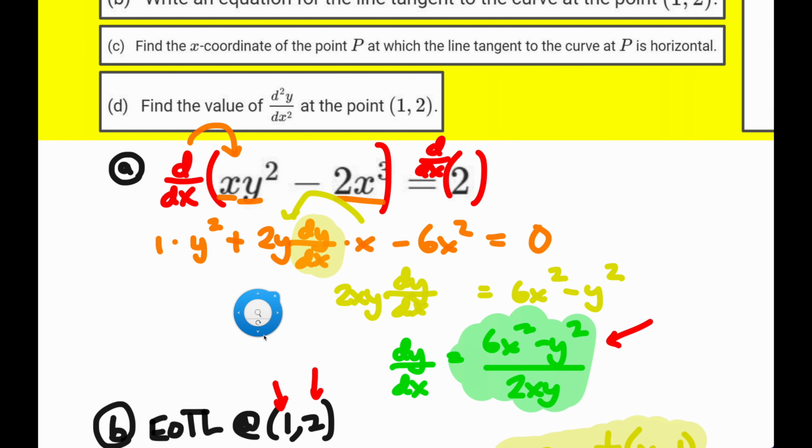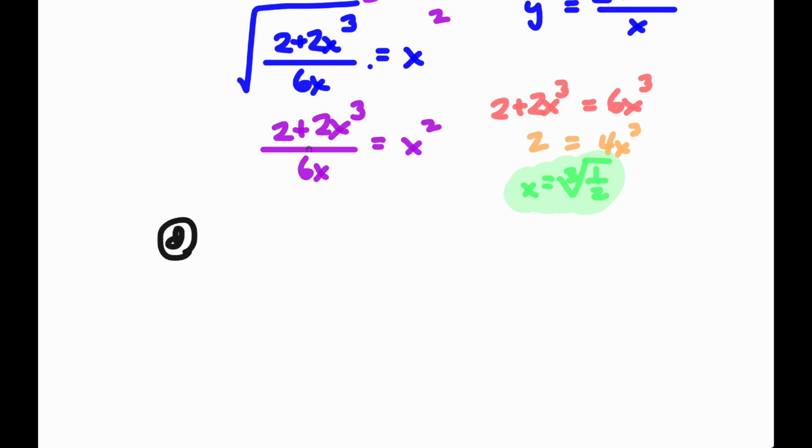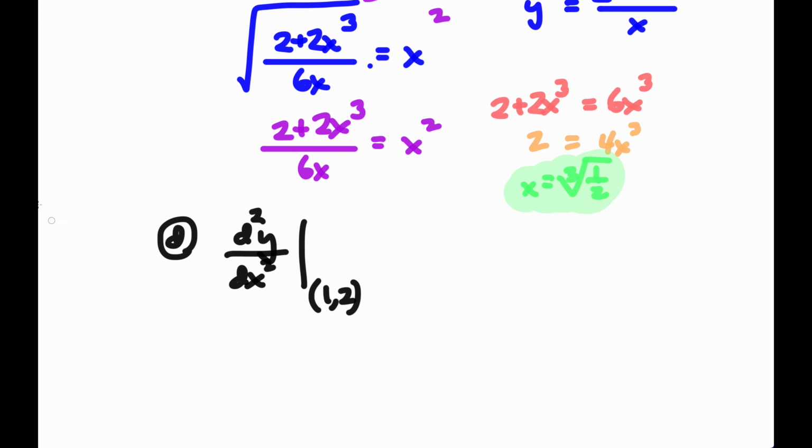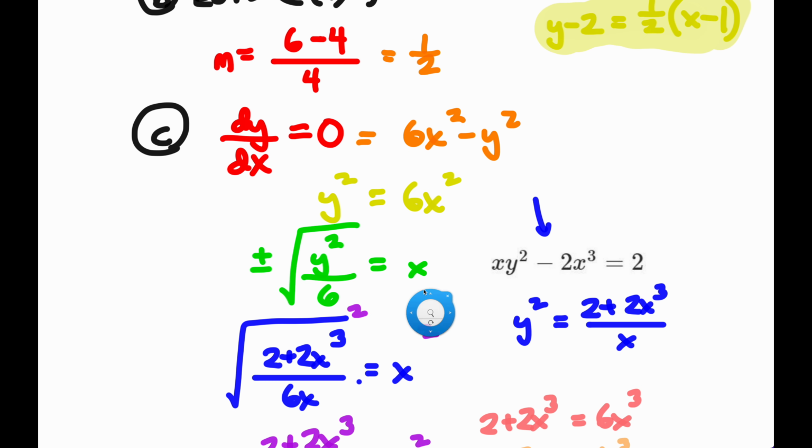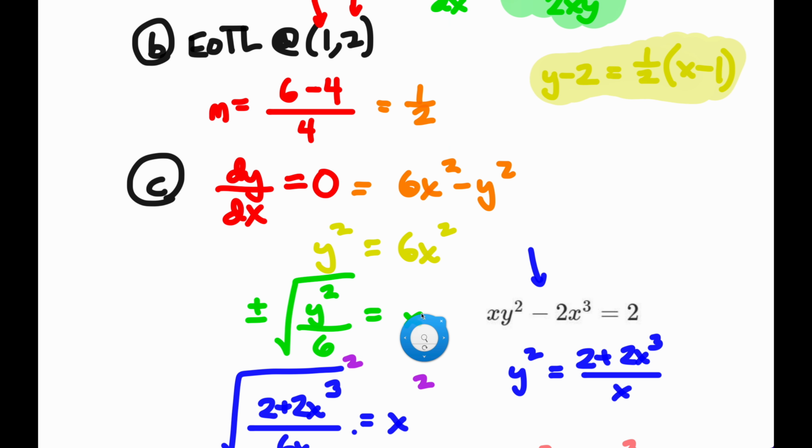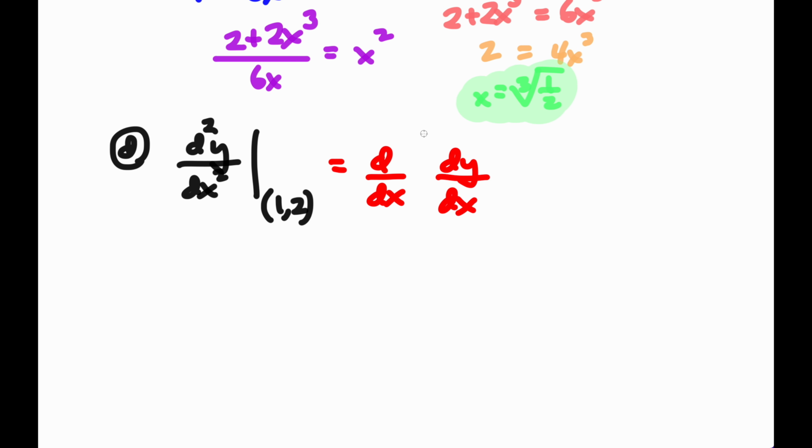Find the second derivative at (1, 2). So that's that weird notation that we talked about before for the second derivative. Okay, the second derivative at (1, 2). First thing we need to do is find the derivative of the derivative that we already had, which in this case is that (6x squared minus y squared) over 2xy.